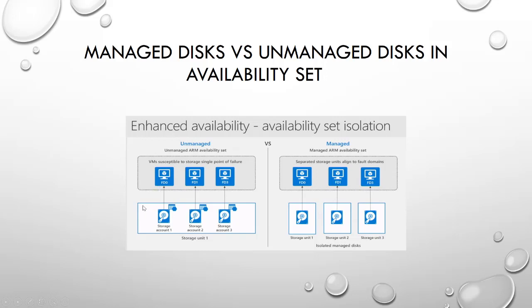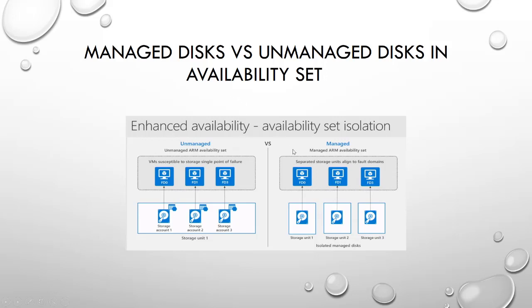So the difference is here, as you can see. In unmanaged disks, if you have one storage account, and you create multiple virtual machines and store their drives in that storage unit, it is still a single point of failure. If you were to have an availability set like I covered in video number 2 on virtual machines, but those virtual machines' disks are in one storage unit, when that storage unit goes down, your VMs are still going to go down regardless of whether they are in an availability set or not.